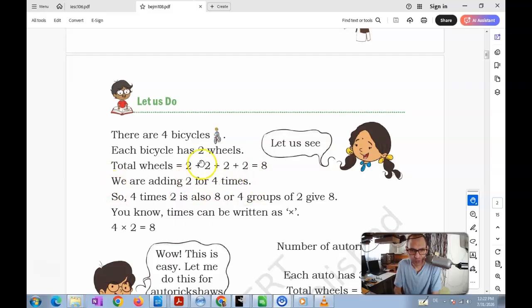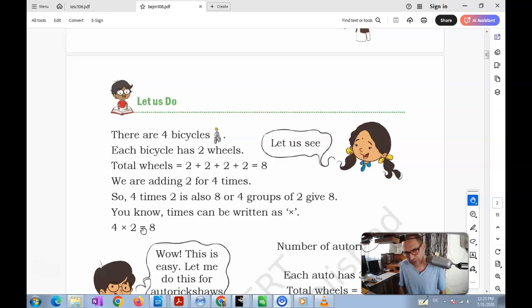So another way of saying the same thing is that instead of saying adding 2 for 4 times, we can say that 4 times 2 is equal to 8, or 4 groups of 2 gives 8. And of course here we are using the word times. In mathematics, instead of the word times, we can use the cross symbol, and instead of saying 4 times 2, we can simply write 4 × 2 is equal to 8, right?